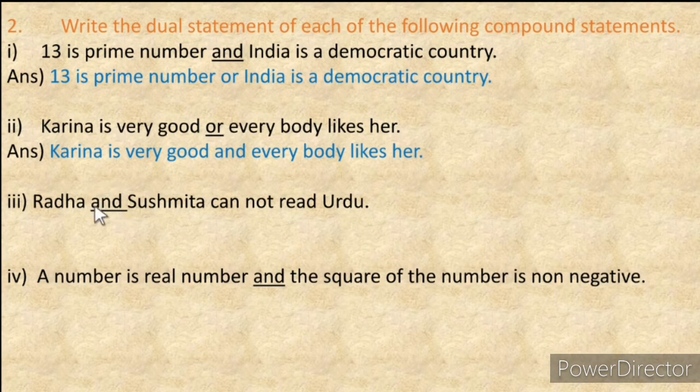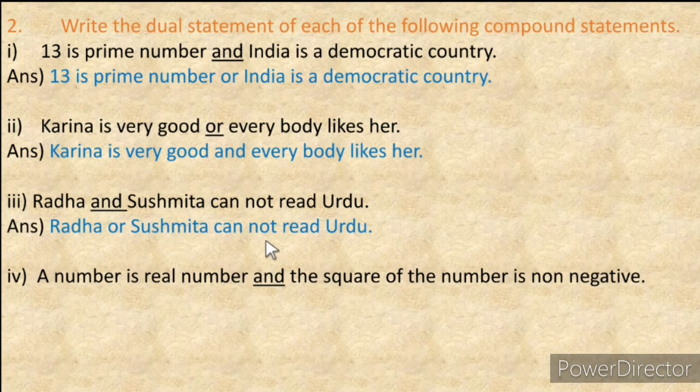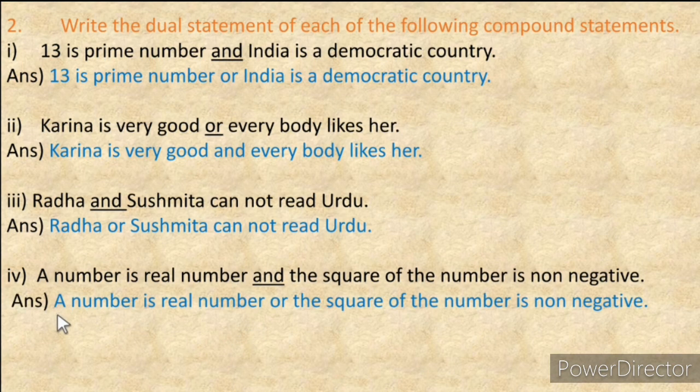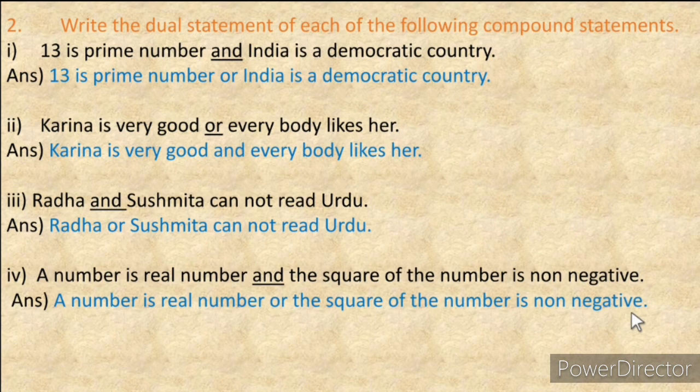Now, here again there is connective and. So, we will write Radha or Sushmita cannot read Urdu. Only you concentrate on the connective that is used. Next one, a number is real number and the square of the number is non-negative. So, this and connective will be replaced by or. So, we get the dual of the given statement is a number is real number or the square of the number is non-negative. Clear? Now, this exercise is very small, only these two questions are there.